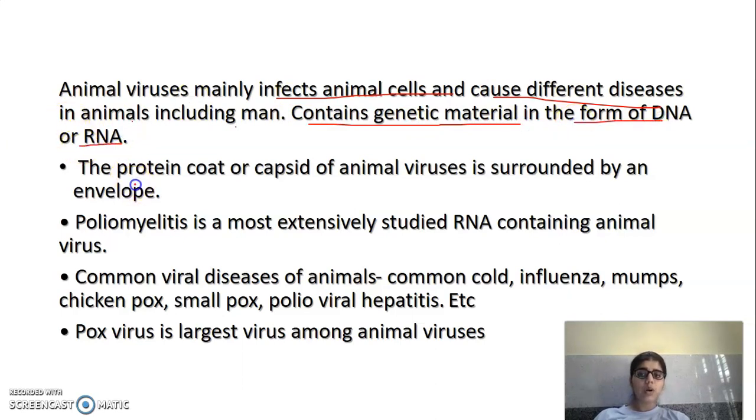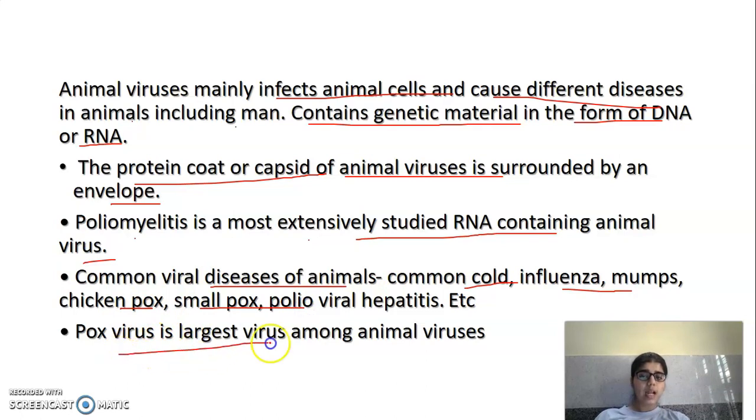The protein coat or capsid of animal viruses is surrounded by an envelope. Poliomyelitis virus is the most extensively studied RNA-containing animal virus. Common viral diseases of animals are common cold, influenza, mumps, chickenpox, smallpox, polio, etc. Pox virus is the largest virus among the animal viruses.